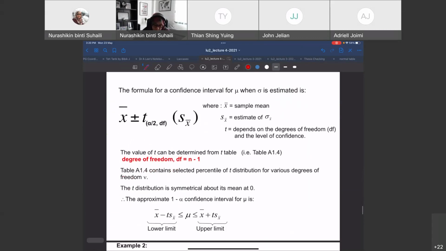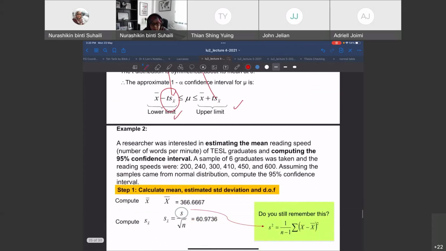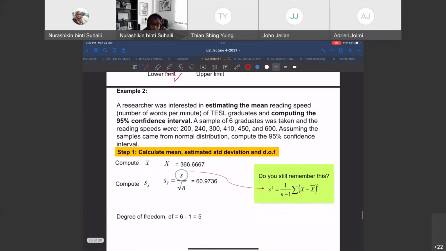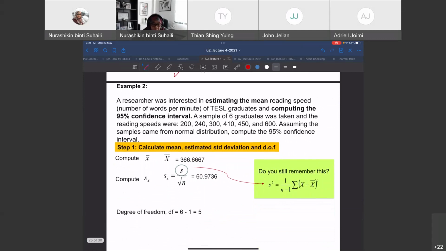Let's go directly to the upper limit, lower limit. So plus minus refers to either on the left or on the right, minus or plus. Let's have a look at the example, so that's how you know how to apply that. A researcher was interested in estimating the mean reading speed of TESOL graduates and computing the 95% confidence interval. A sample of 6 graduates was taken, and the reading speeds were 200, 240, 300, 410, 450, and 600. Assuming the samples came from a normal distribution, compute the 95% confidence interval.